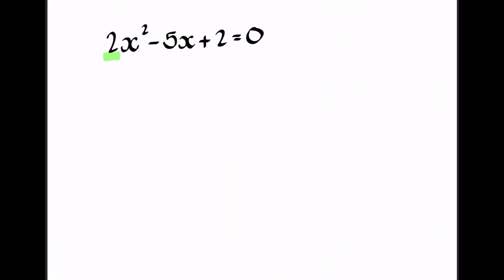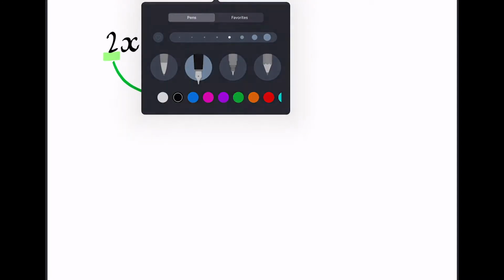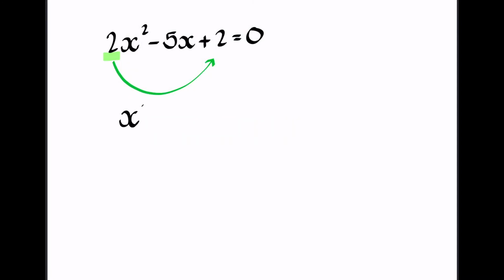So what we're going to do is take this coefficient, the a value, and multiply it with the c value. So now I have x squared minus 5x, and then I have 2 times 2, which is positive 4, equal to 0. All right, now I'm going to factorize this like a normal trinomial.